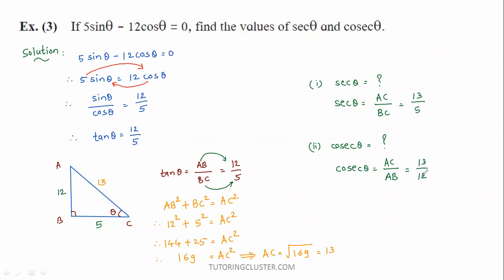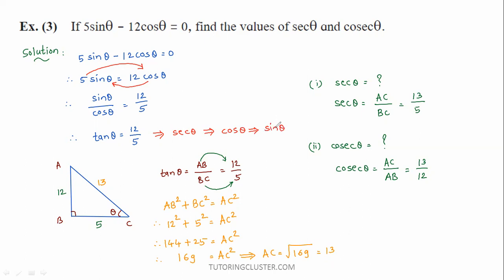So, you can even use trigonometric identities. See here, if you want to solve this using trigonometric identities, tan theta we know. So, from this first you have to calculate sec theta. We know 1 plus tan square theta is equal to sec square theta. You can simply find sec theta. Okay, from this sec theta, you can find cos theta easily. And from cos theta, you have to find sin theta.